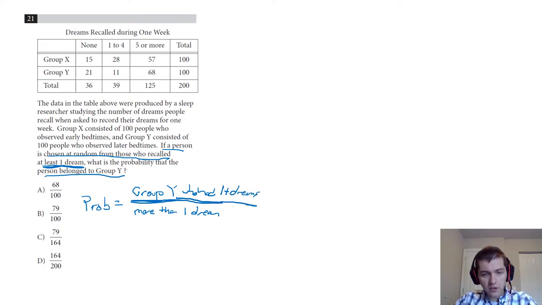So let's start by identifying this denominator first. So what is the group that had more than one dream? You can cross out in this table everyone who had none, because we're not choosing from that group at all. So the group of interest could be the total who had 1 to 4 dreams or that had 5 dreams. And that total is 164. And at this point, you could go over to your list of possible solutions and say, okay, there's only one with 164 in the denominator. And at this point, you could conclude it's C.